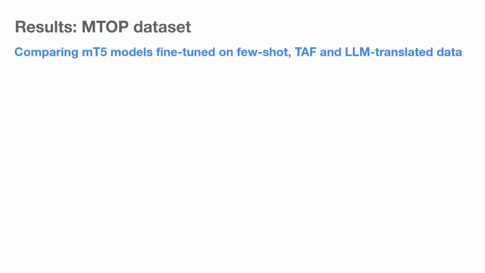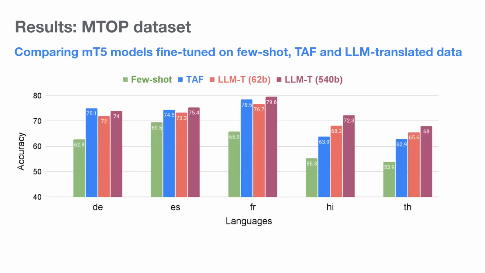Let us now look at how effective the datasets translated by a large language model are compared to those translated using an off-the-shelf translation service. In this figure, we present our results on the MTOP dataset. We compare the performance of MT5 models fine-tuned on datasets translated by 540 billion and 62 billion size PaLM with the datasets generated by the TAF baseline that uses an off-the-shelf translation service for translating datasets. We also compare with fine-tuning MT5 on the few-shot seed examples used for prompting the PaLM model.